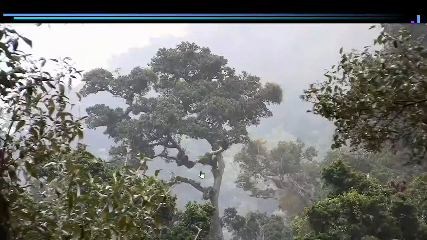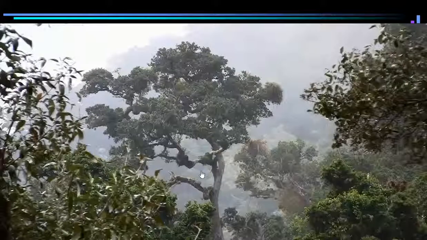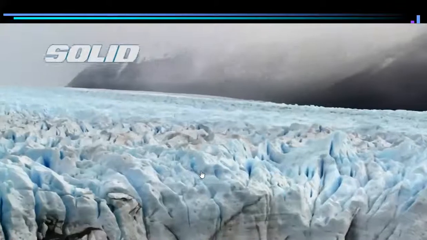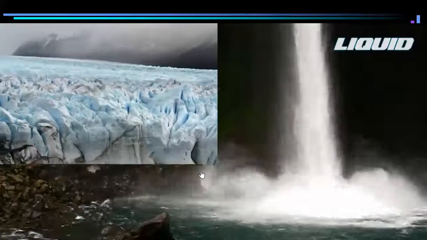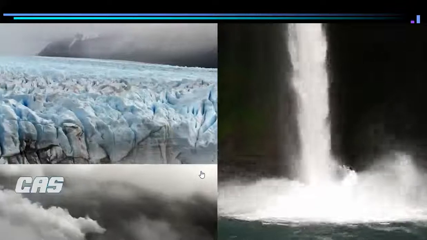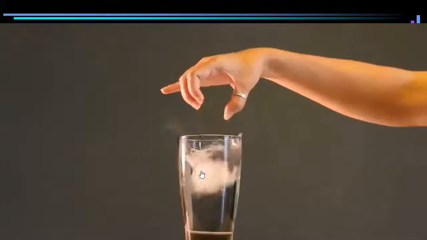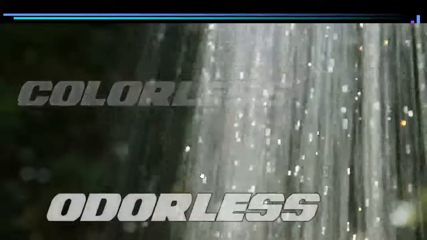First of all, water happens to be the only substance on Earth that can be found naturally in all 3 states, as a solid, a liquid, and a gas. It is rare in that it actually expands as a solid, which is why ice can float. Pure water is essentially colorless, odorless, and tasteless.